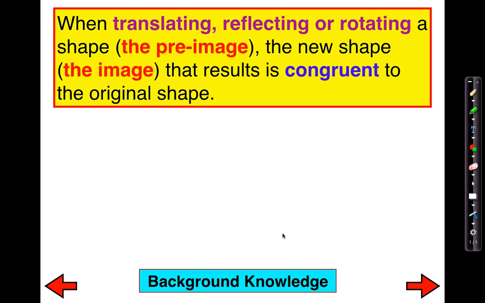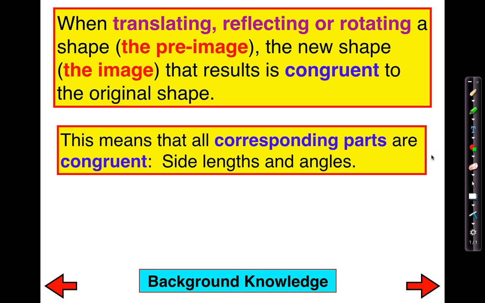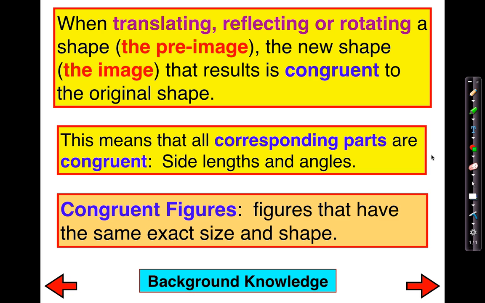Okay, so when translating, reflecting, or rotating a shape, the pre-image, the beginning image, and the new shape, which is the image, result in congruence to the original shape. So this means, again, corresponding parts are all congruent. That means lengths and angles. Congruent figures means that figures have the same exact size and same exact shape, which is what we kept looking at before. We always check to see, did it retain the same shape, same size, same orientation. So whenever they have the same shape and same size, they are congruent.